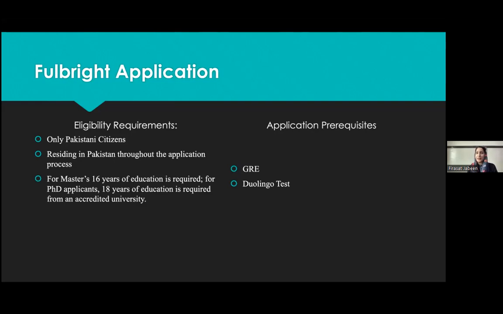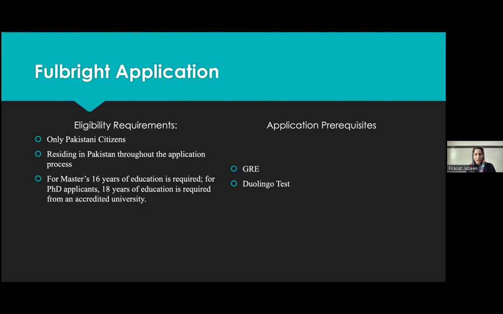I'll now briefly talk about application prerequisites. The first prerequisite, actually, there is just one prerequisite. I don't count Duolingo as a prerequisite. I'll talk about that shortly. First, let me talk about GRE. The Graduate Record Examination is the prerequisite that is needed to apply for Fulbright. You cannot apply if you do not have a GRE score report.